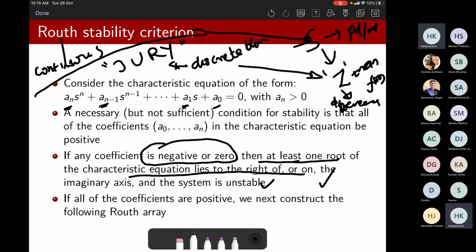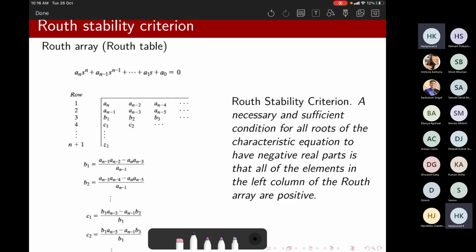So in the first step itself, if these are negative, you are out. It's unstable. But say all of them are positive, you do one more check. That check is making something known as the Routh array. The Routh array is nothing but a nicely made table. How to make it? Let's say there are n coefficients. Then you have to make a table having n plus 1 rows.